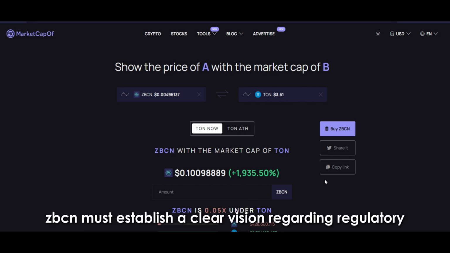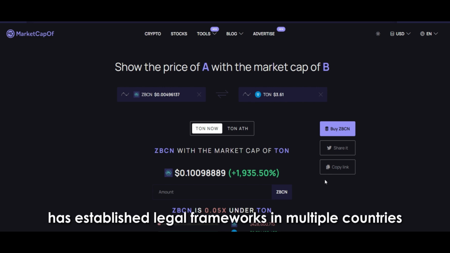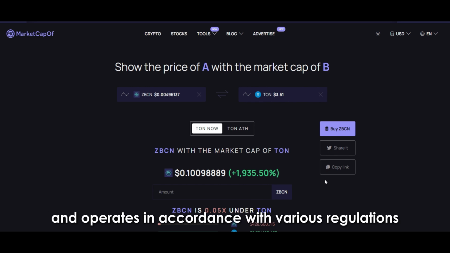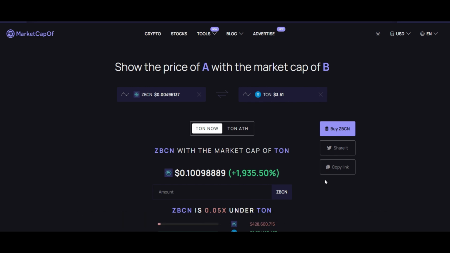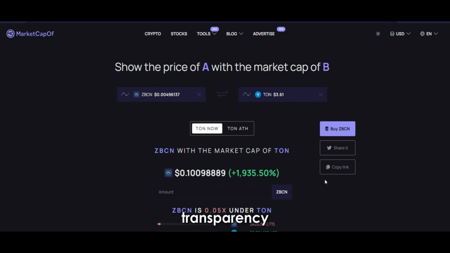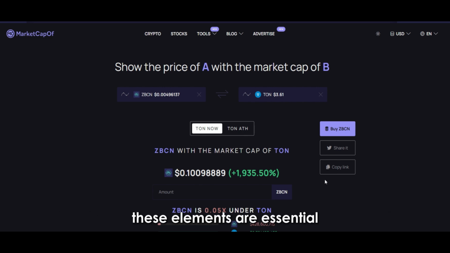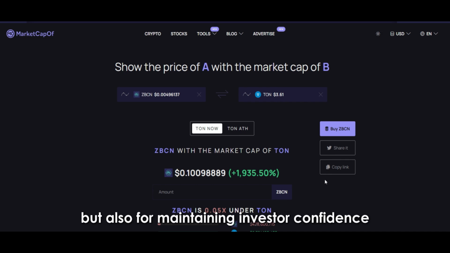Sixth, ZBCN must establish a clear vision regarding regulatory compliance and licensing. TON has established legal frameworks in multiple countries and operates in accordance with various regulations. ZBCN must also place importance not only on decentralization, but also on legal compliance. To attract institutional investors and large exchanges, transparency, legal alignment, and financial reporting are crucial. These elements are essential not only for regulatory authorities, but also for maintaining investor confidence.